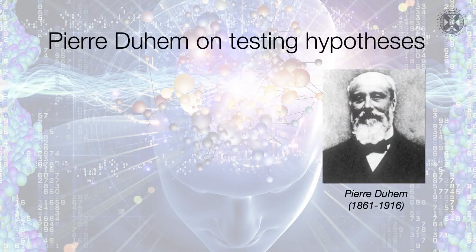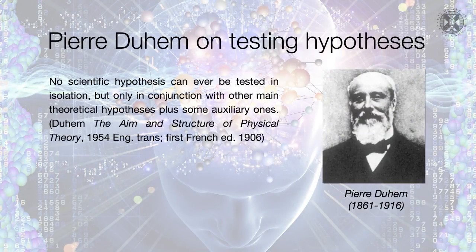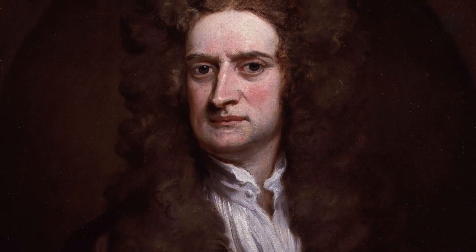Before the philosopher of science Karl Popper developed falsificationism as a possible method of science, at the turn of last century, the French physicist and philosopher Pierre Duhem had already made an important discovery, namely that scientists never test a hypothesis in isolation, but always with a set of other hypotheses, both main theoretical hypotheses and auxiliary ones. Consider, for example, Newton's law of gravity.